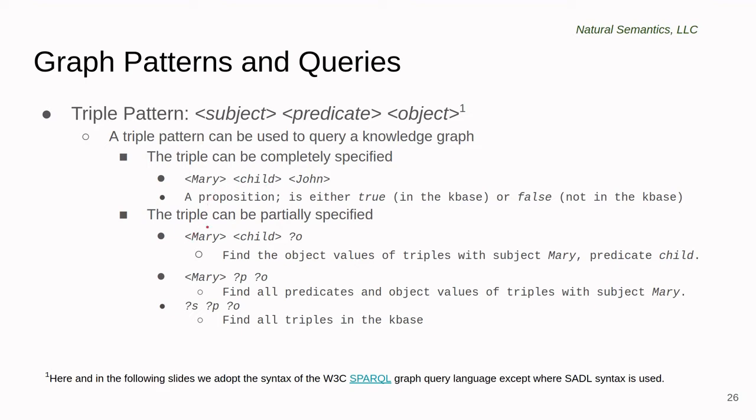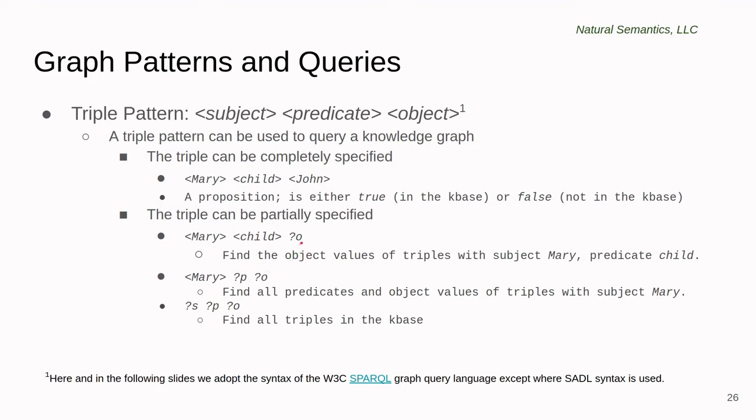However, a triple can be partially specified. Suppose that we said Mary, child, and instead of specifying an exact value, we put in a variable, an unbound variable O. And the syntax in our query, in the W3C query language, is a question mark followed by the variable name, so ?O. So this query basically means find all of the object values of triples with subject Mary and predicate child. So we have an unbound variable O, and we're looking for all bindings in the knowledge base for which this triple would be true.